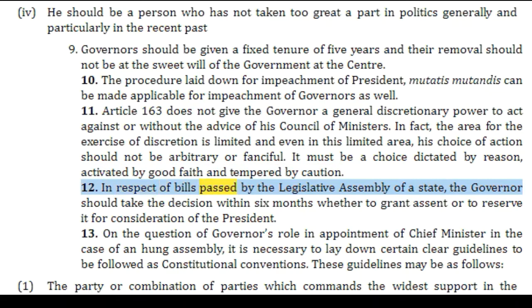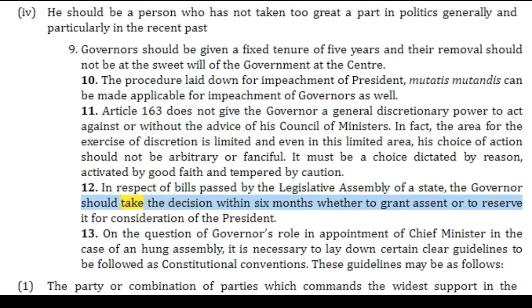12. In respect of bills passed by the Legislative Assembly of a state, the governor should take the decision within 6 months whether to grant assent or to reserve it for consideration of the president. 13. On the question of governor's role in appointment of chief minister in the case of a hung assembly, it is necessary to lay down certain clear guidelines to be followed as constitutional conventions. These guidelines may be as follows.